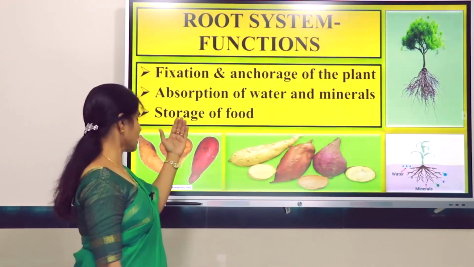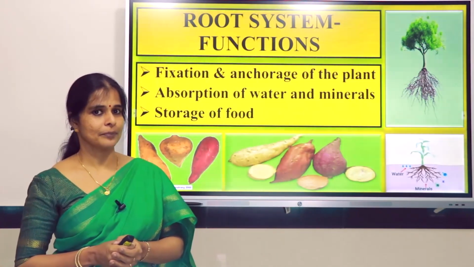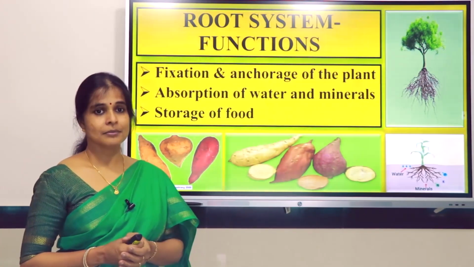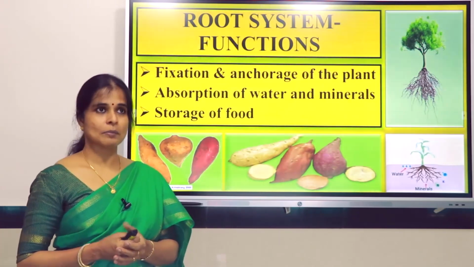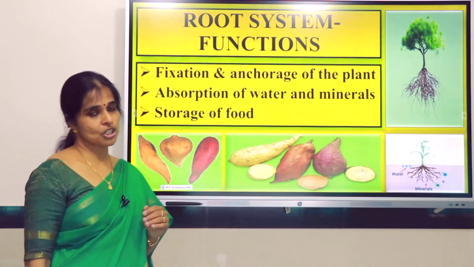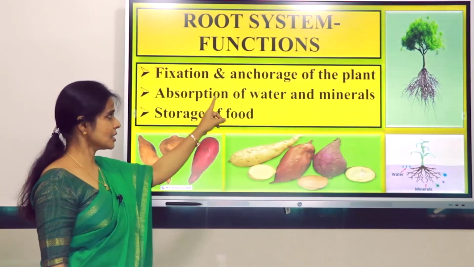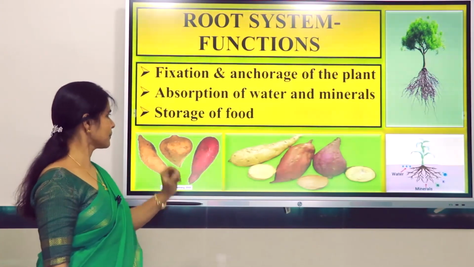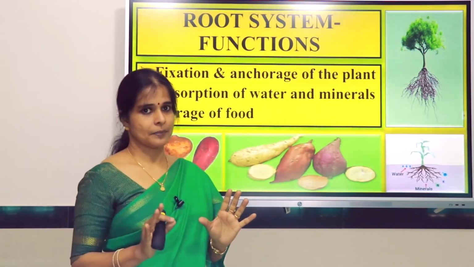The third, in some cases roots help in the storage of food. Many examples are there, like carrot, beetroot, tapioca, sweet potato. Sweet potato is present on the aerial side, but still these are examples of storage of food in the roots. So the general functions of the roots are fixation and anchorage of the plant, absorption of water and minerals, and storage of food. These are the three general functions.